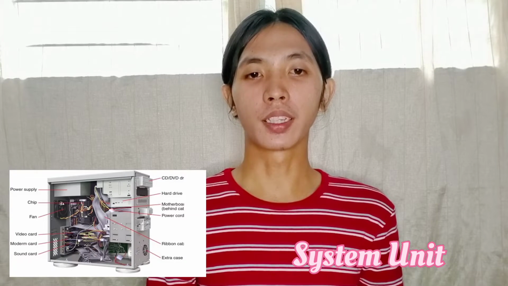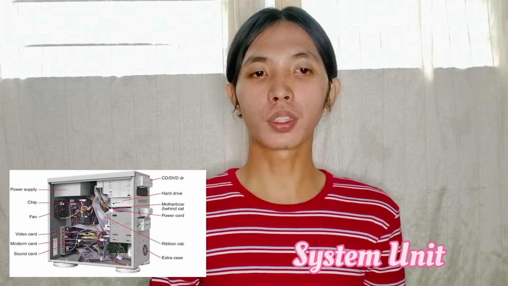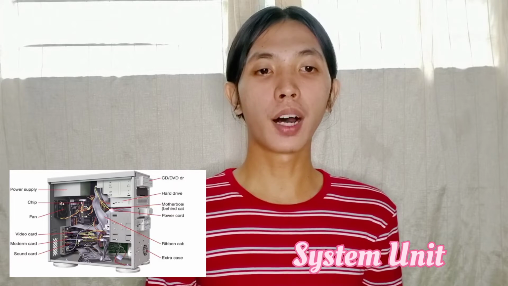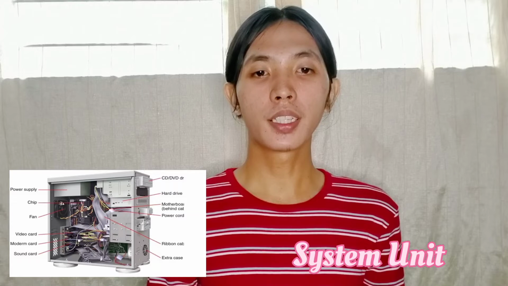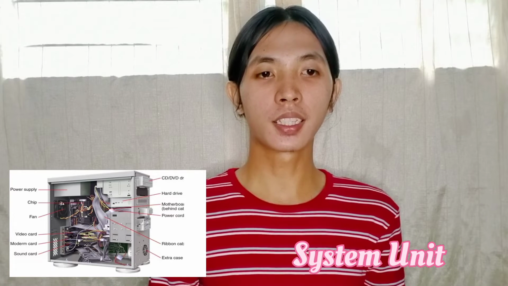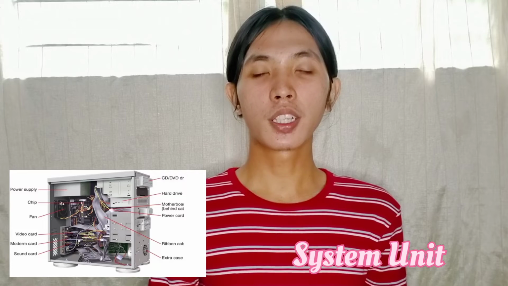Components of a computer system. Number 1. System unit. The main part of a computer, sometimes called a chassis. It includes the following parts: motherboard, microprocessor, memory chips, buses, ports, expansion slots, and cards.